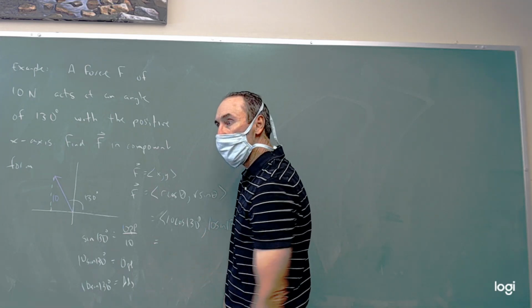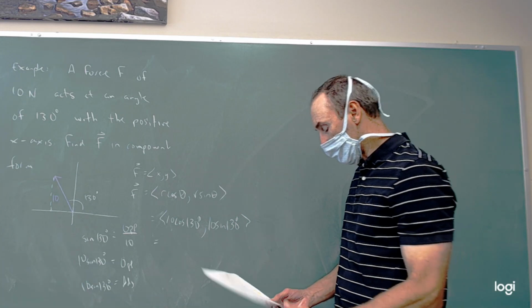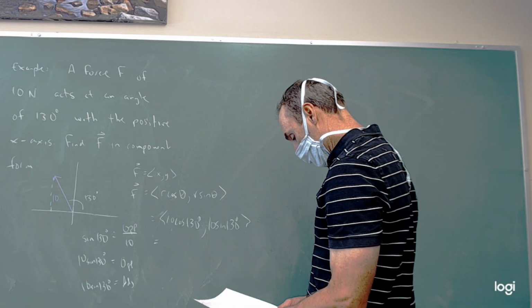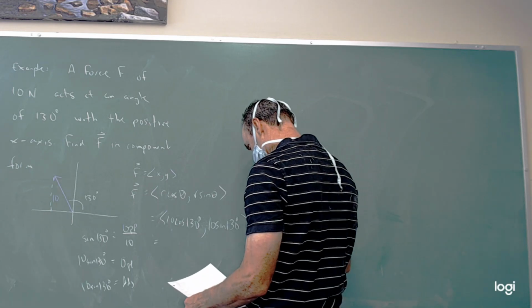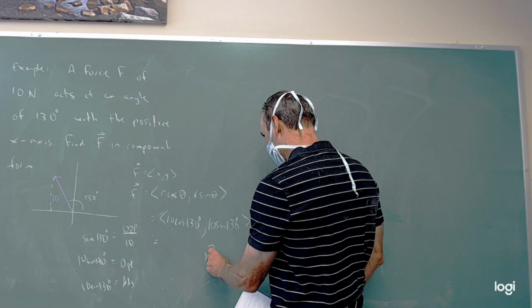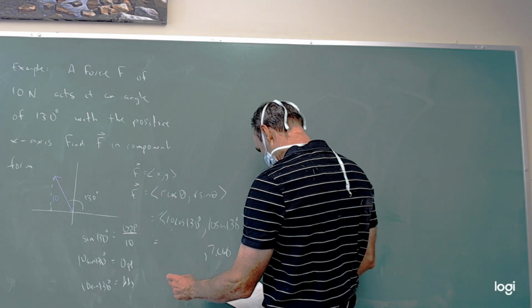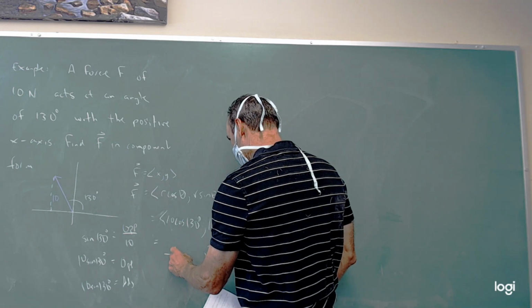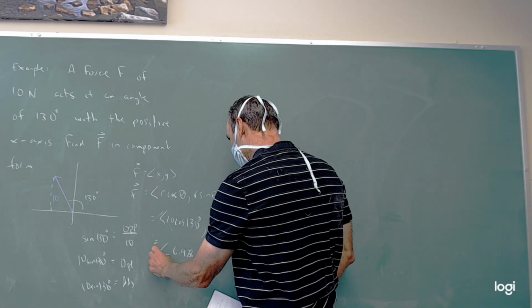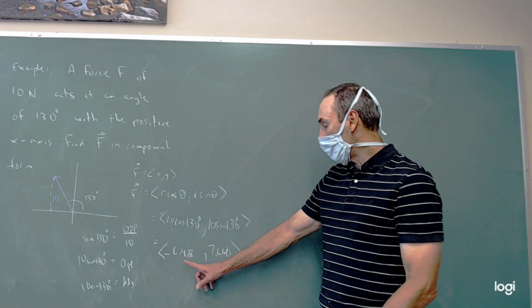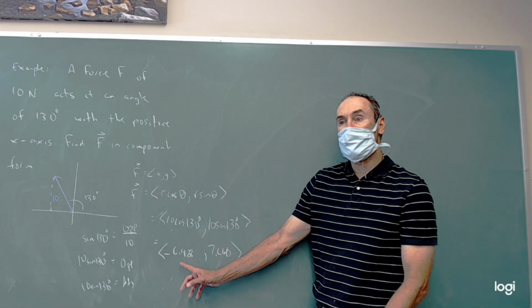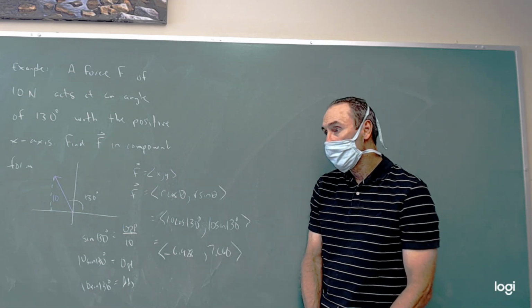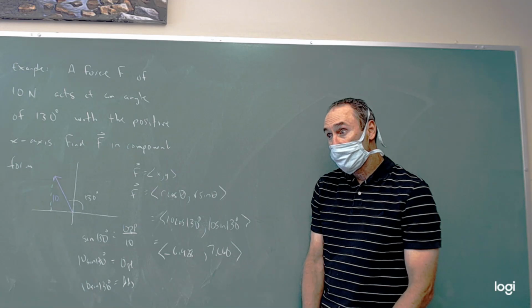You're going to throw that in your calculator real quick just so we can get a feel for what that actually is. 7.660 and -6.428. Negative, say it again. -6.428. Yep. And so as we would expect in quadrant 2, the x component is going to be negative, and then the y component is going to be positive. Okay?